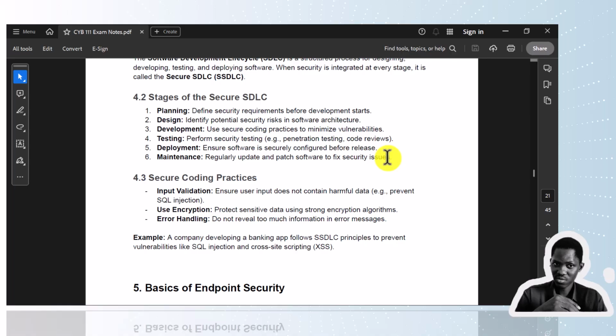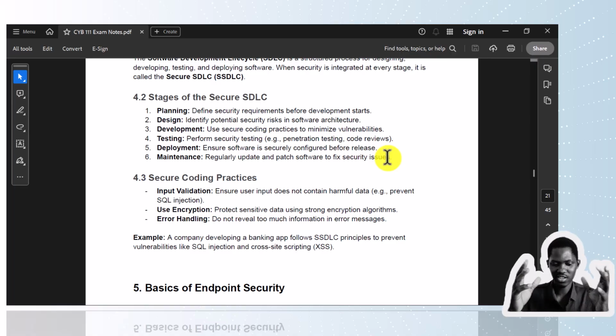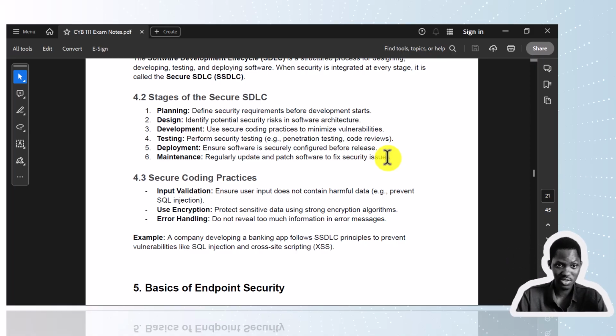Now, another secure coding practice is to use encryption. We've talked about encryption, right? Protect sensitive data using strong encryption algorithms. You take data and scramble it using some algorithms so that it becomes unintelligible. Somebody who comes in contact with it will not be able to read it until they decrypt it. Now, the last secure coding practice that we are going to look at, this is not a coding class, there are a lot more than this, is error handling. Do not reveal too much information in your error messages.